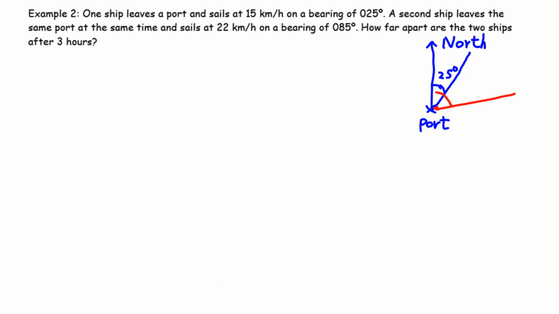After 3 hours, it asks you how far apart these two ships are. So this is 22 km per hour, and another one is 15 km per hour. So we could label it A, B, C: the three vertices, capital letters for angles A, B, C. Then we are going to see what is given, okay?